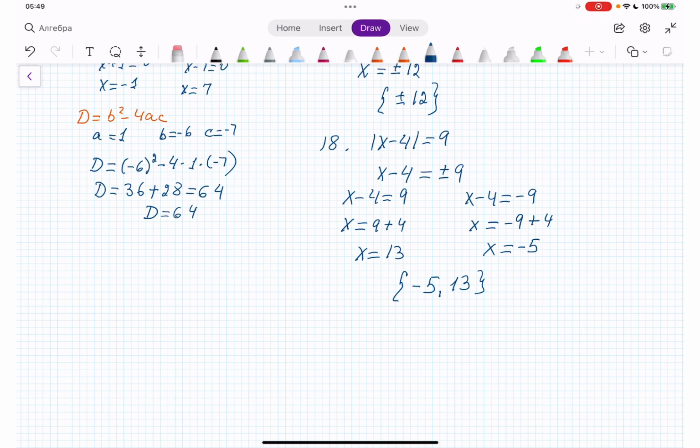Okay, question number 19. So we have absolute value of 2x minus 1 equals 7. Minus 1, this is not 12, this is 2. 2x minus 1 equals 7. Okay, so we take away the restriction. 2x minus 1 is equal to plus minus 7.